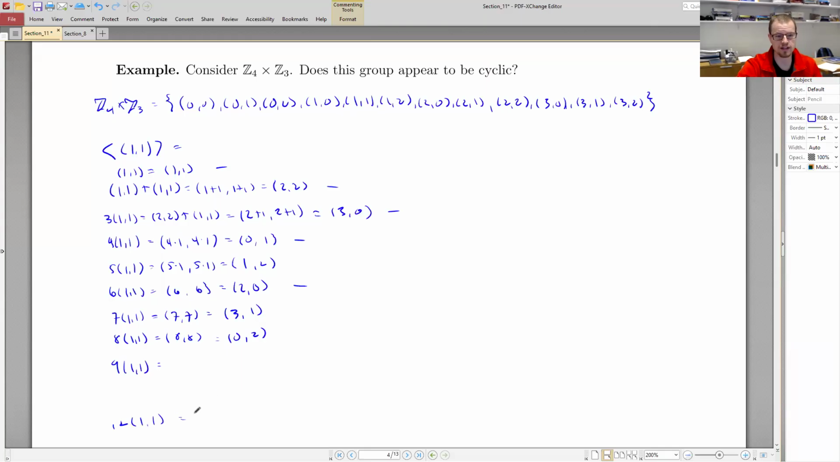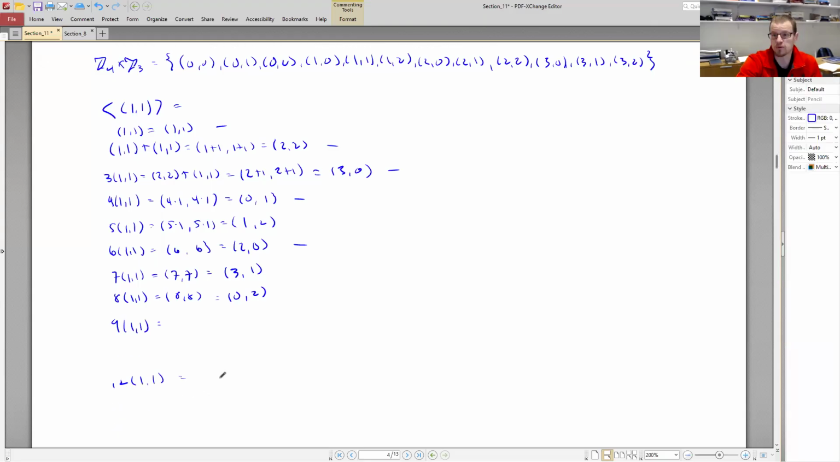Okay, the only thing that makes sense at this point is for (1,1) to generate the whole group. And we don't have to complete it because we know that the order of (1,1) is more than 6. The only thing left as a possibility is that the order of (1,1) is 12.